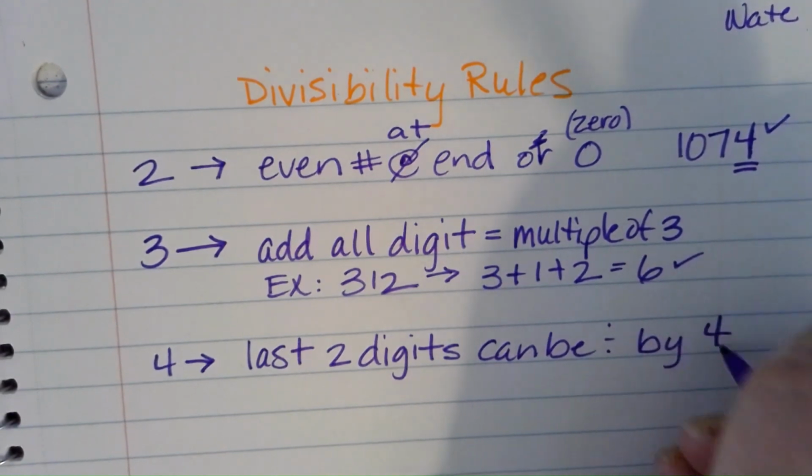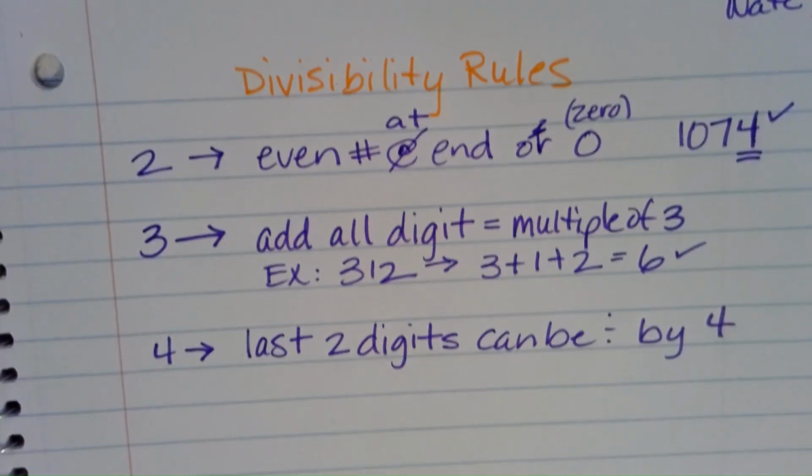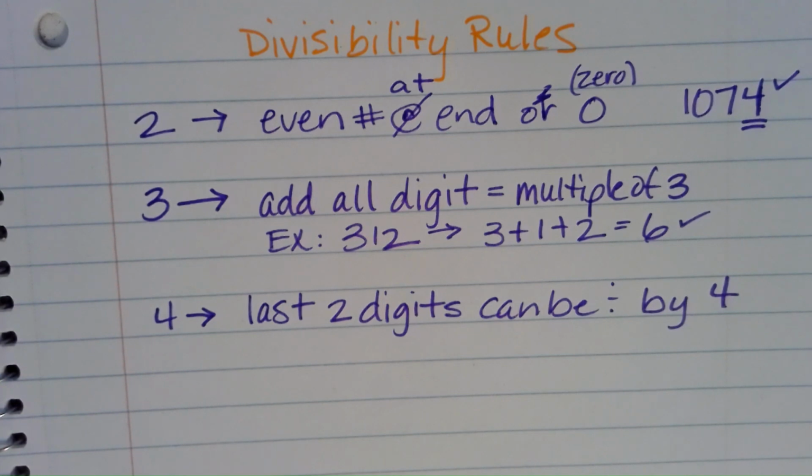So this one is not as great as the other ones, but in a really long number, it will come in handy. If we look at the last two digits and they can be divided by 4, then the entire number can be divided by 4.